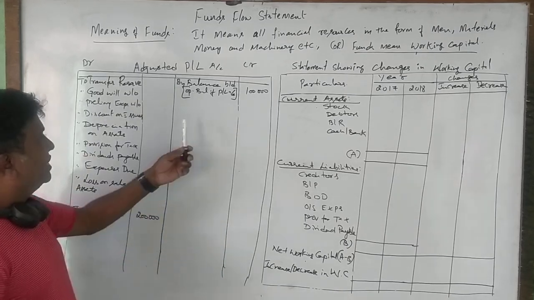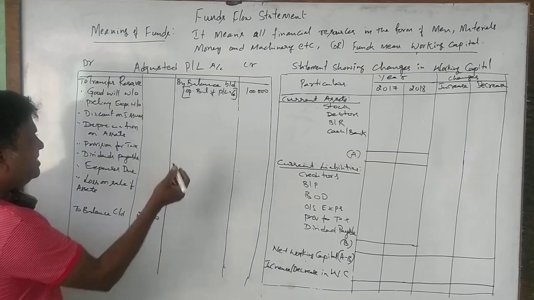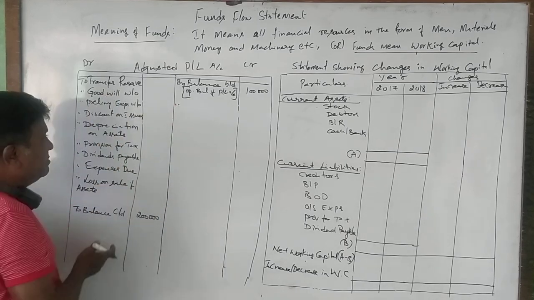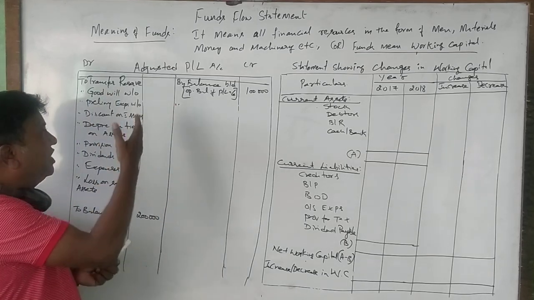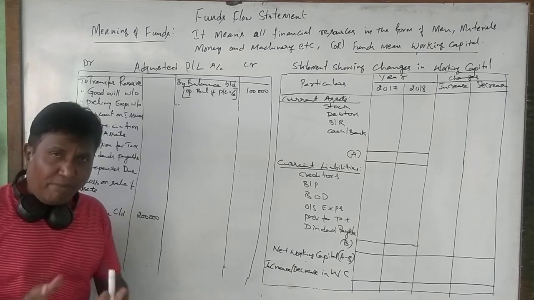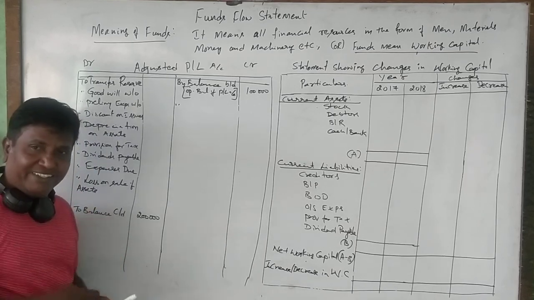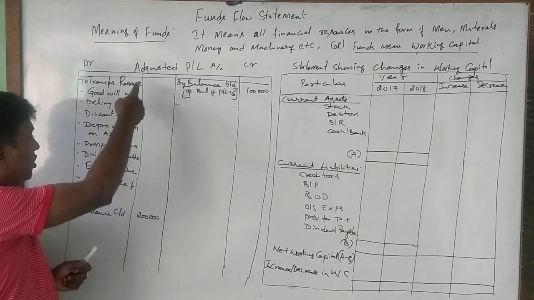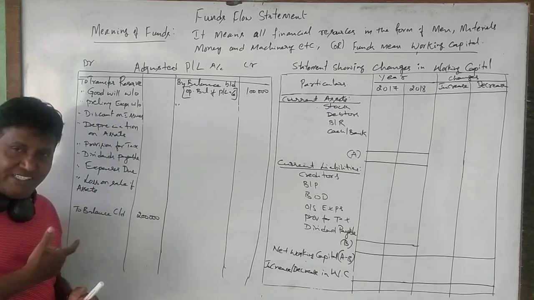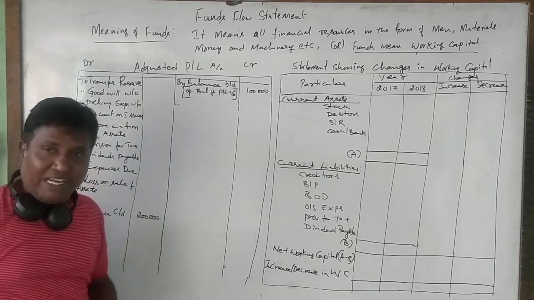Now let us come to the credit side. See, debit all expenses and losses. Profit and loss account is what type of account? Nominal account. What does a nominal account say? Debit all expenses and losses. Credit all incomes and gains.